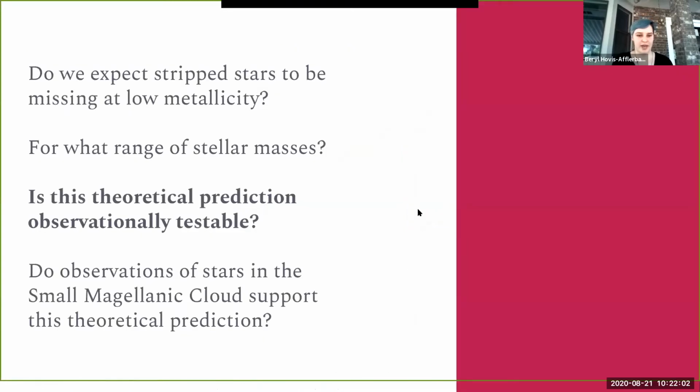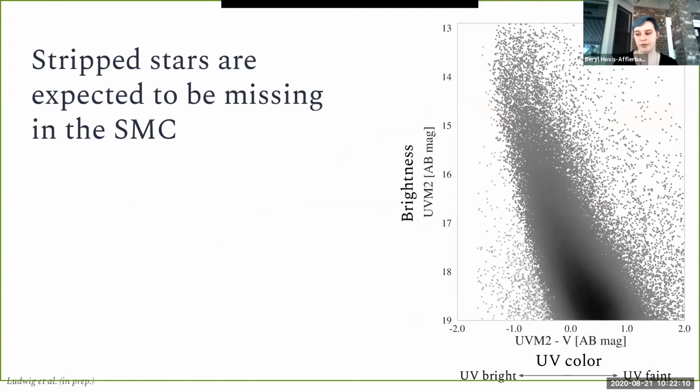The next question we ask is, is this theoretical prediction observationally testable? And to determine this, we want to use observations from our collaborators, Bethany Ludwig and Maria Trout, who are working on identifying stripped star candidates in the Magellanic Clouds.